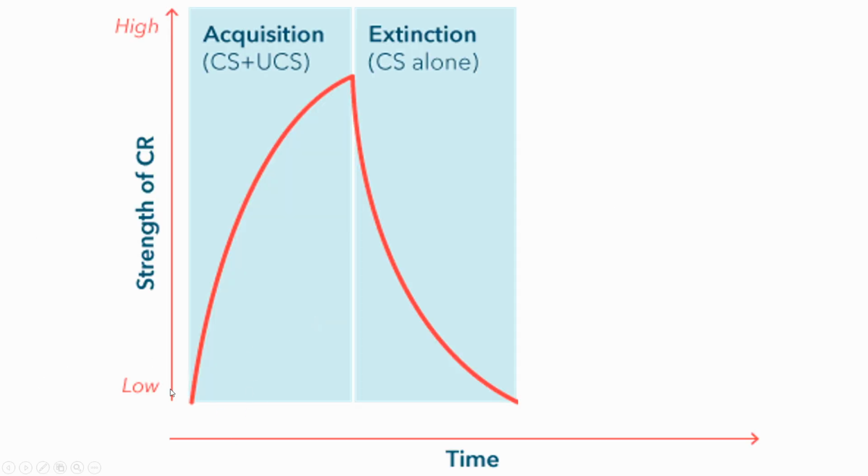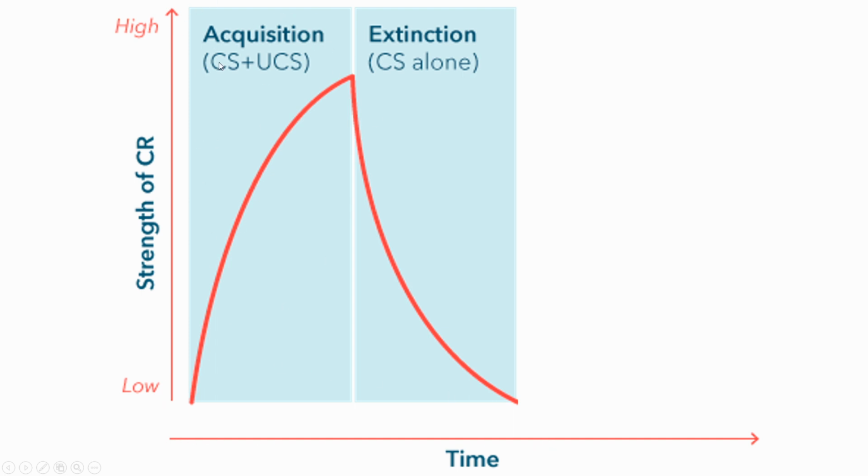And so if we wanted to look at a visual representation of this, we have a graph where we have the strength of conditional response on our y-axis. So at the bottom would be very little responding, and at the top is a lot of responding. So if we were still looking at our dogs and salivation, at the bottom would be they're not salivating at all, and at the top would be they're producing a lot of saliva. And then our x-axis is just time.